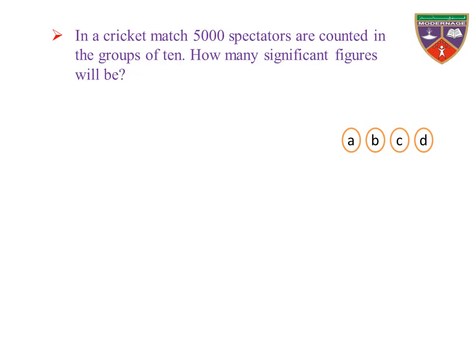In a cricket match, 5,000 spectators are counted in the groups of 10. How many significant figures will be? Options: A 1, B 2, C 3, D 4. The key is 3. The correct option is C.